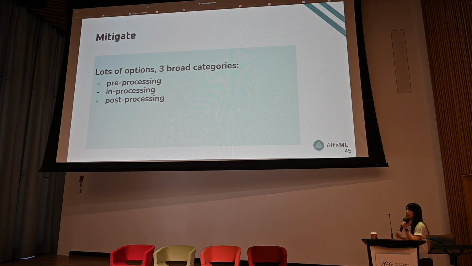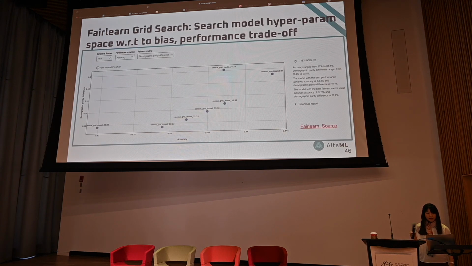Last, mitigate. There are many options. Previously a lot of companies were focusing a bit more on pre-processing, for example, oversample, downsample some of the data set. Those are some of the pre-processing techniques. For pre-processing, in-processing, and post-processing, you can use a lot of open source toolkits. I'm just going to show you one example. This one is with Microsoft FairLearn, and they have this tool called Grid Search.